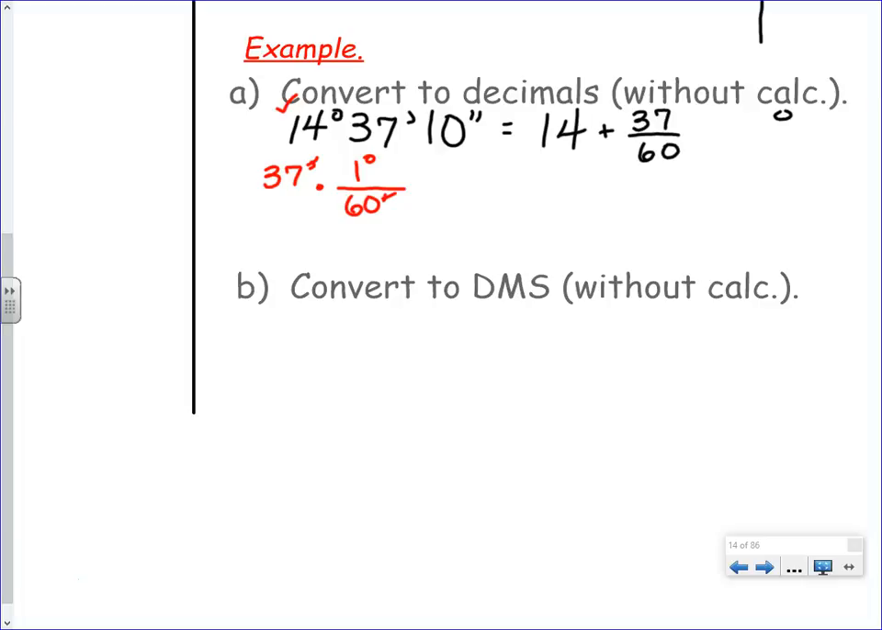Without calculator. Okay? Including who?